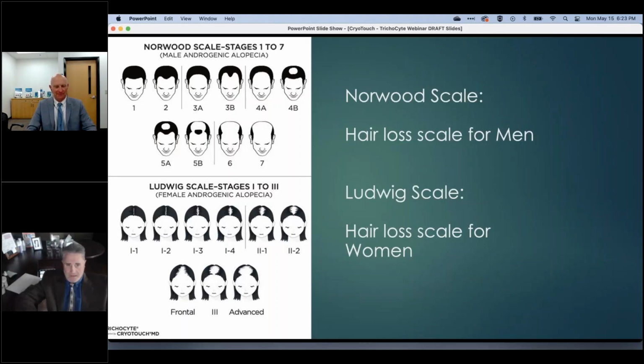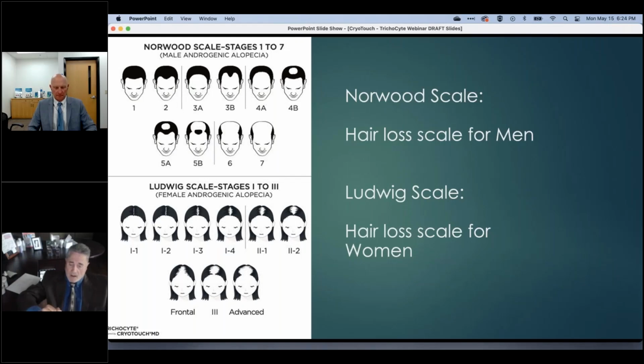Dr. Eric Ludwig in 1977 came up with a scale to represent hair loss in women, androgenetic alopecia in its female presentation, stage 1, 2, and 3. In stage 1, even though a woman may have lost up to 50% of her density, she can still usually camouflage that by wearing different hairstyles and even cutting her hair a little bit shorter, doing different things cosmetically to disguise what's happening. Pharmaceutical treatment options for women include minoxidil; spironolactone can be tried.